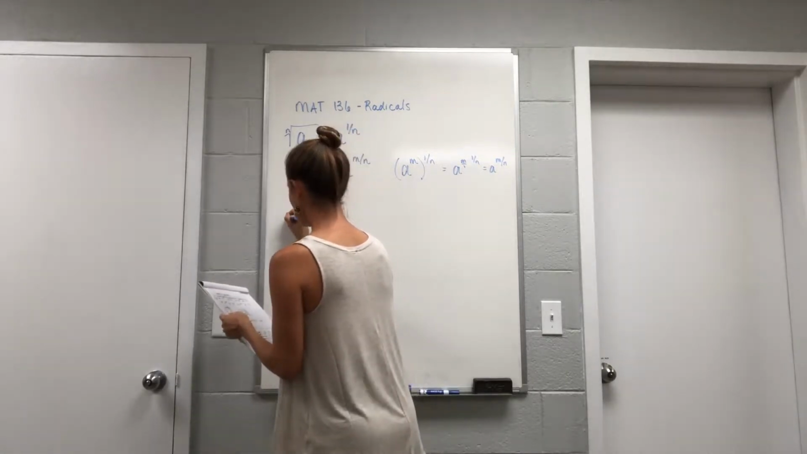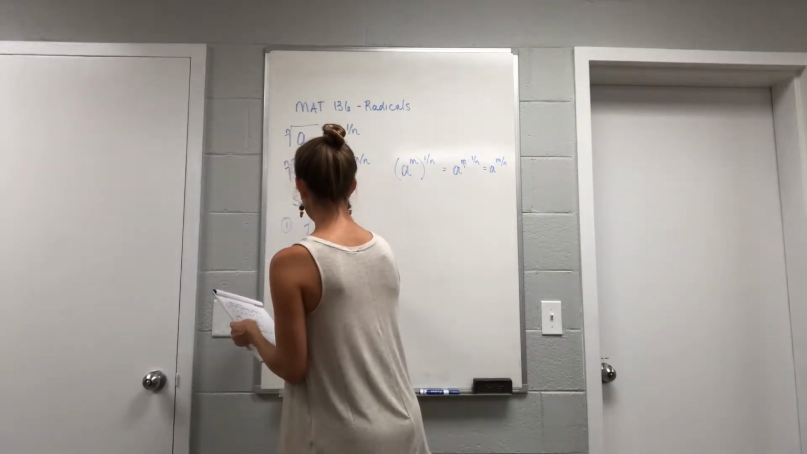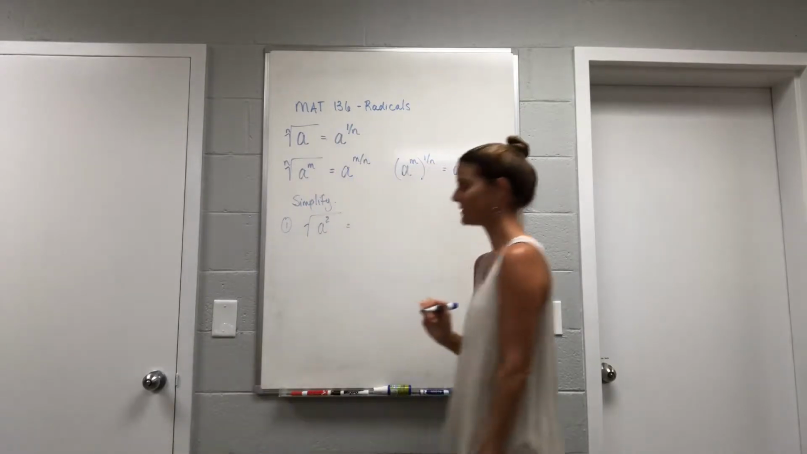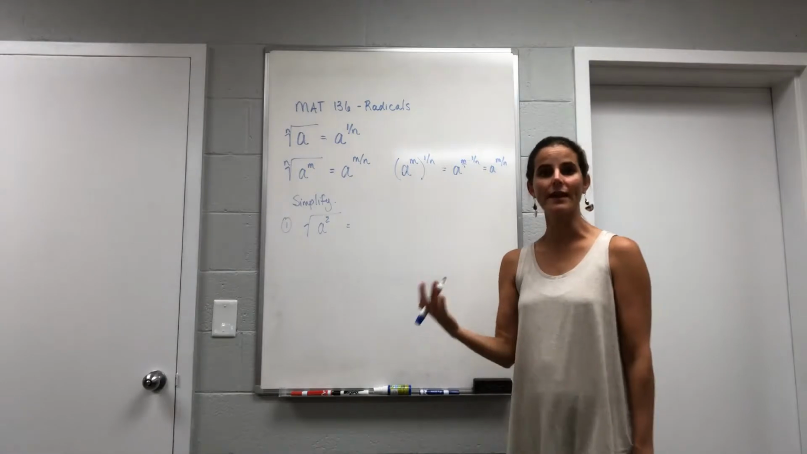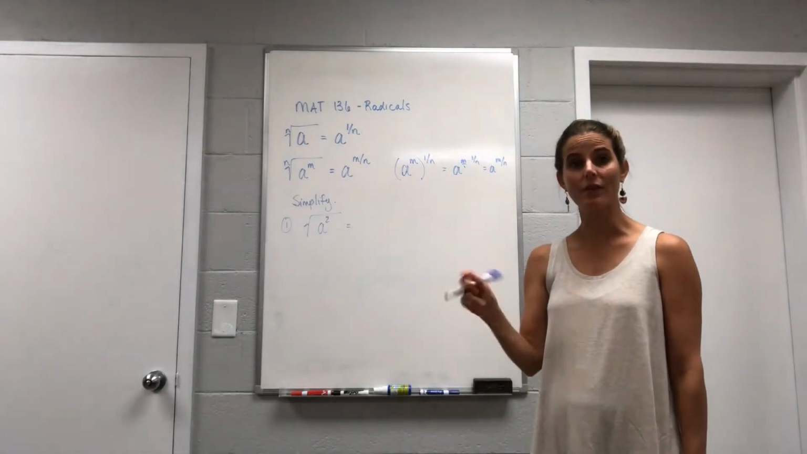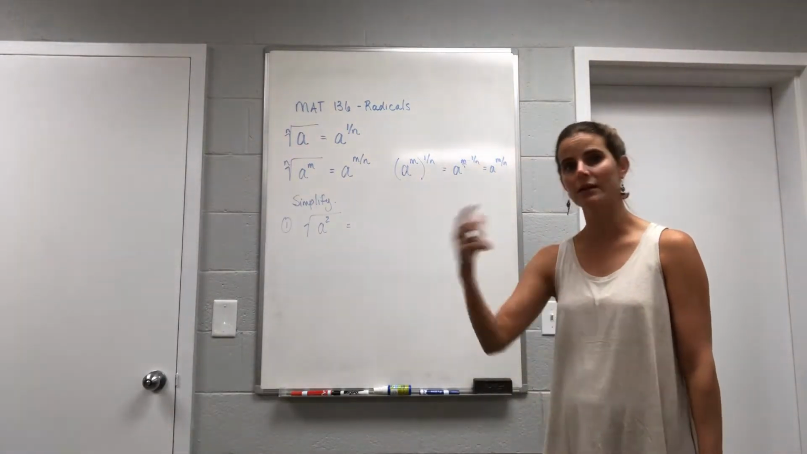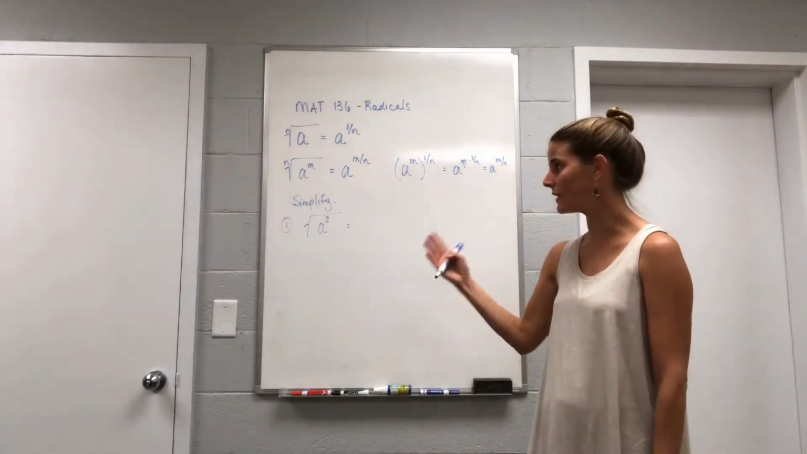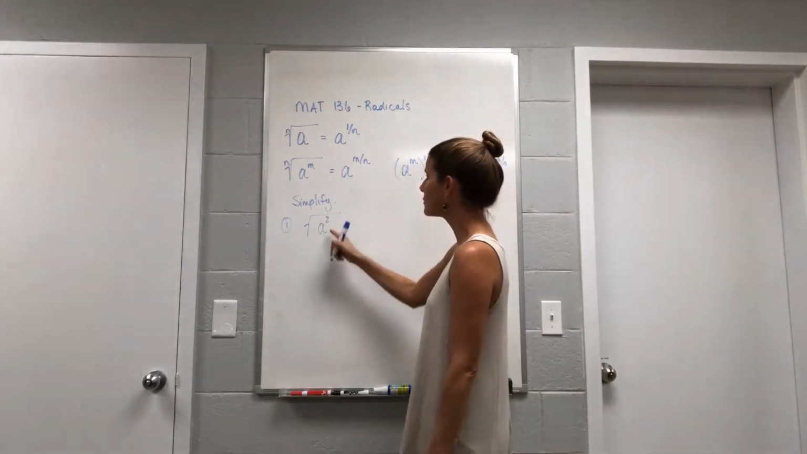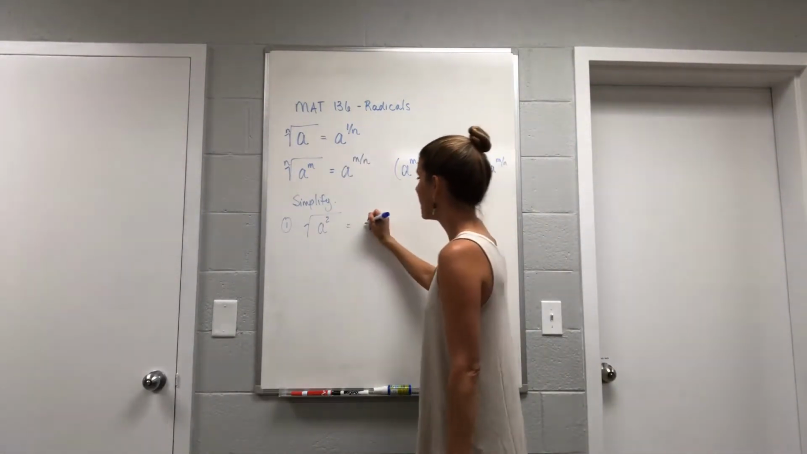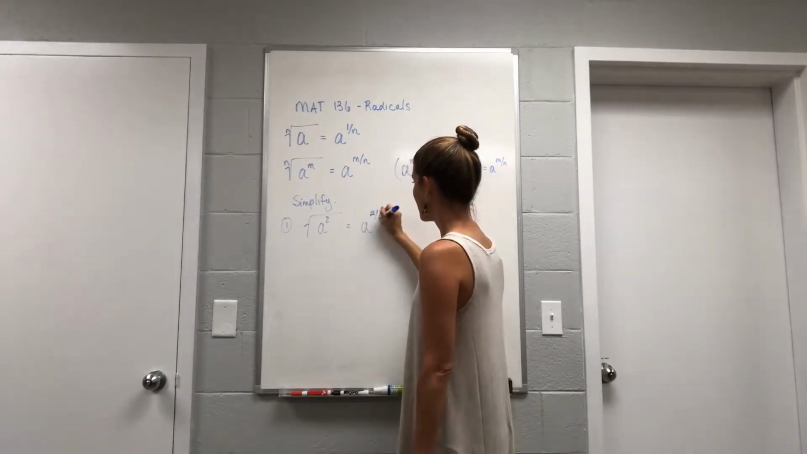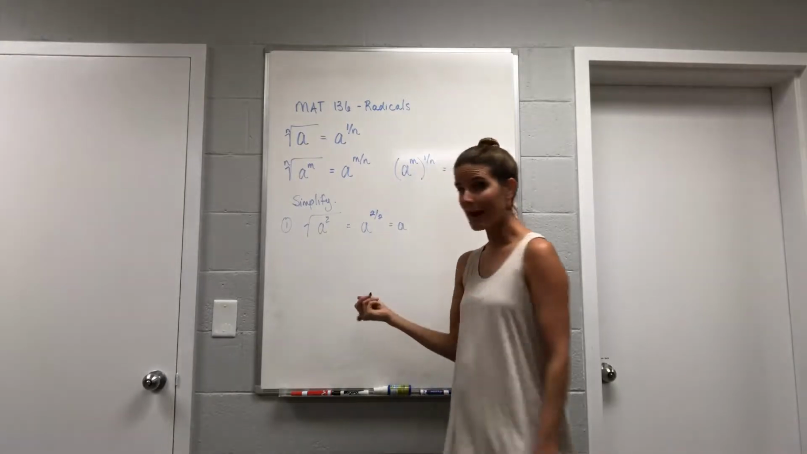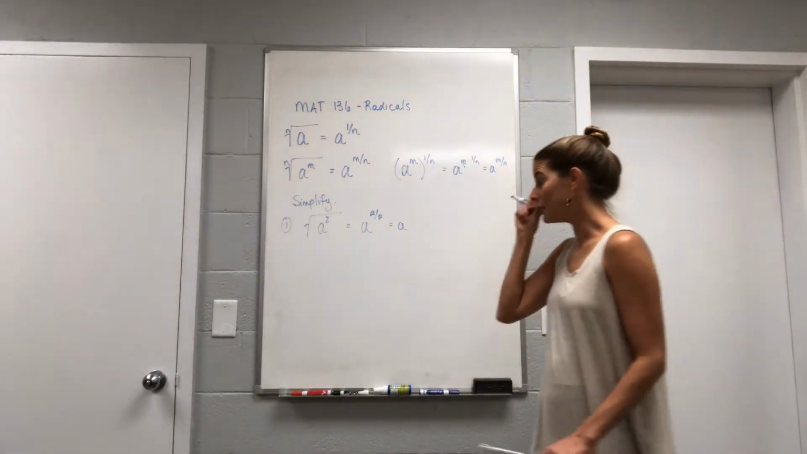And I'm going to first look at a very basic example. The answer to this is a. The square root of a squared is a, and I know that because they're inverse operations. Squaring something undoes the square root of something, so these are inverse operations. But you could also look at this using this formula where it's a to the 2 over 2, which is just a to the 1 power, or a.